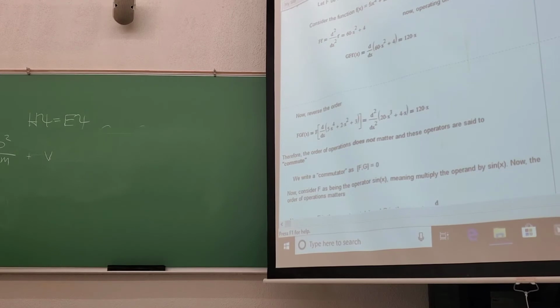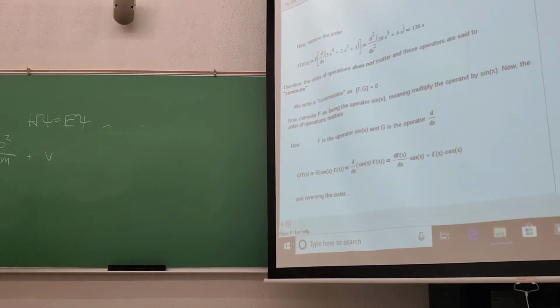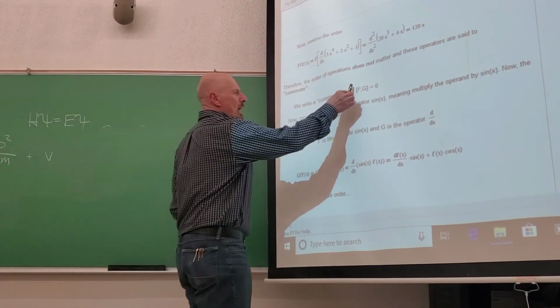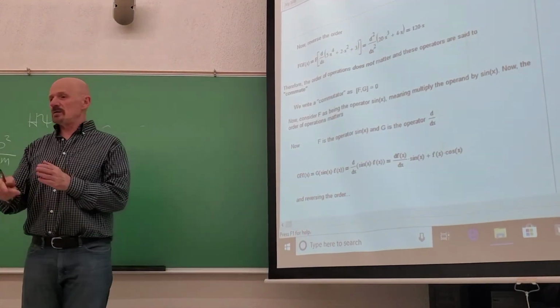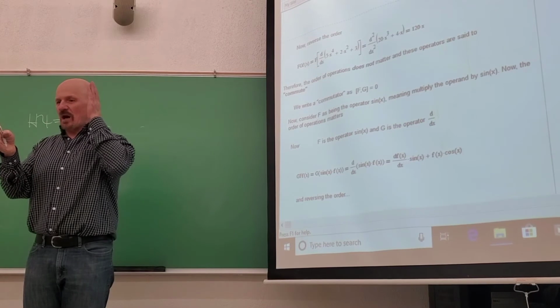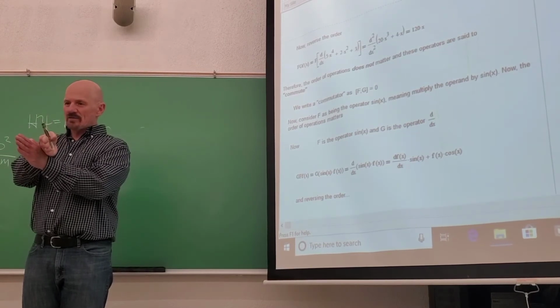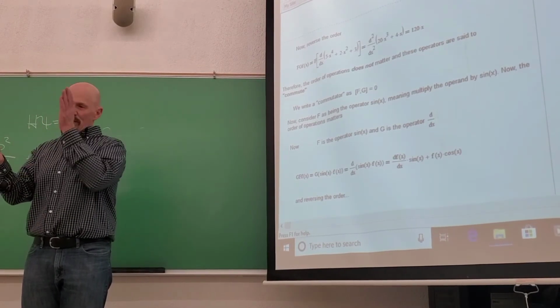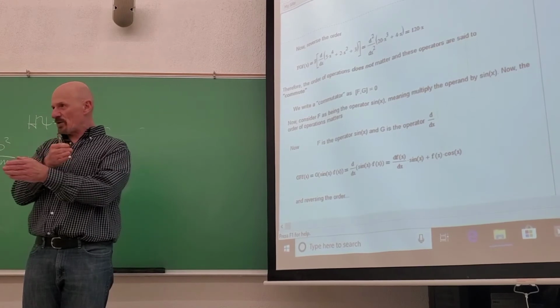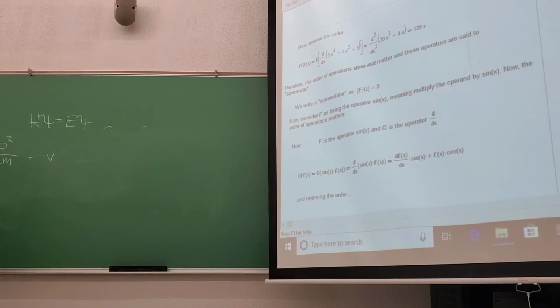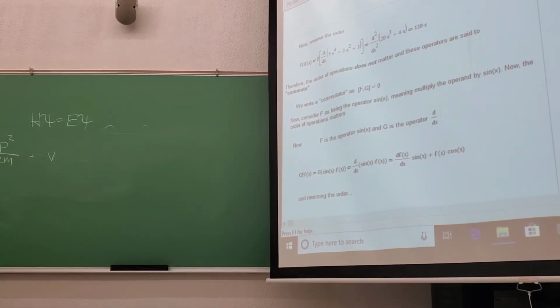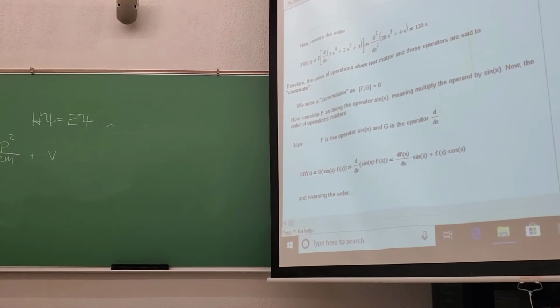So we write a commutator. The general notation is a bracket F comma G for the two operators. To find the commutator, you take F operating on G operating on x. Then you do G operating on F operating on x. You do them in reverse and subtract the two results. You should be able to do this in general, Mark. Now, you used a specific function, but you should be able to do it in general.